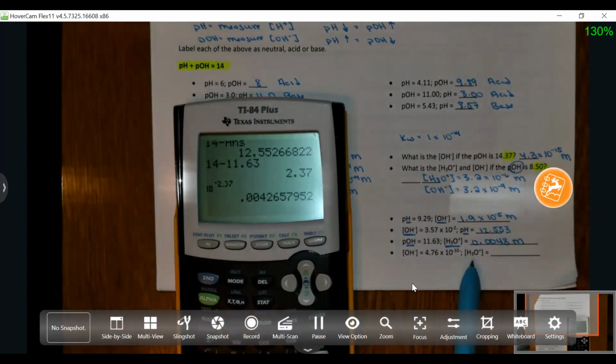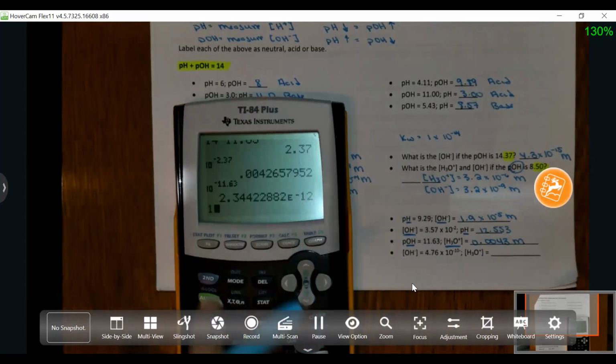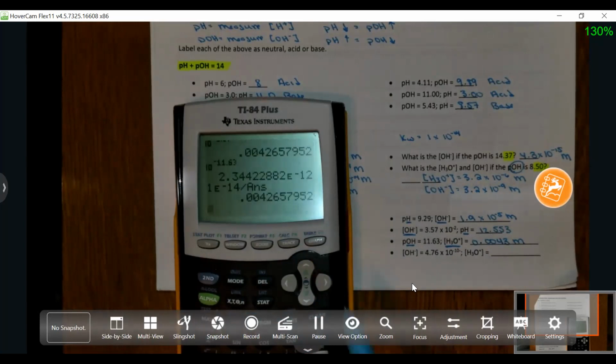The other way that I can do this is I can do 10 to the negative pOH, 11.63. Now this would not be my answer because this would give me my hydroxide ion concentration. But what I could do from there is use my equilibrium constant for water, 1 times 10 to the negative 14, divide that by my answer, and you can see that I get the same value for my hydronium ion concentration. So whichever way you would like to do that.